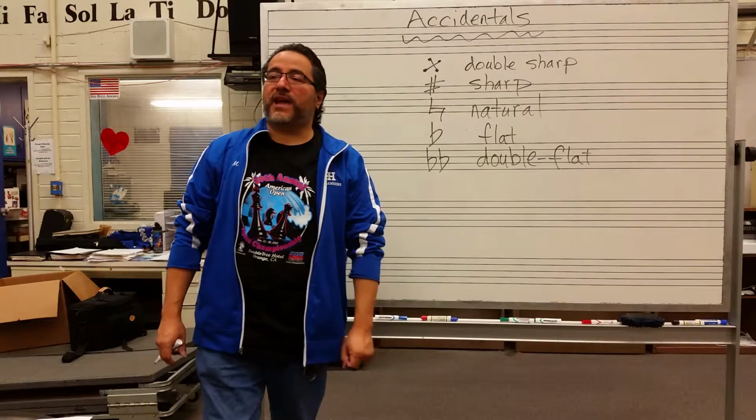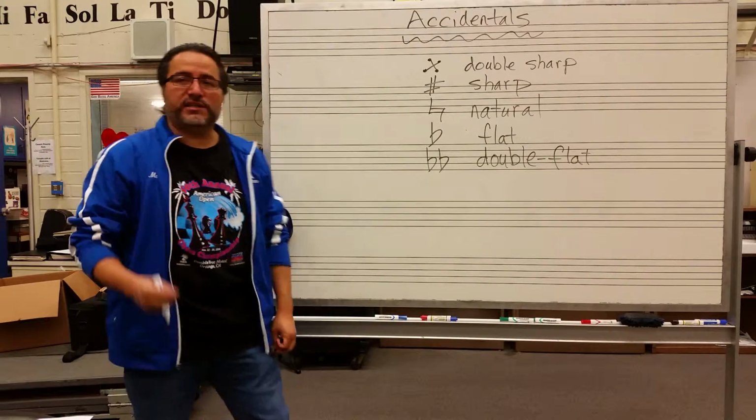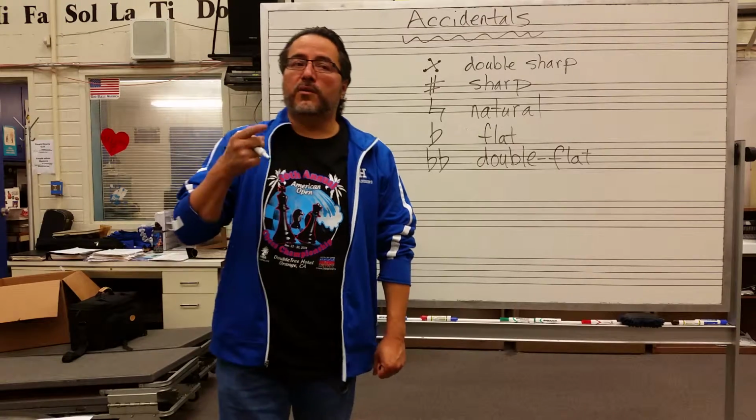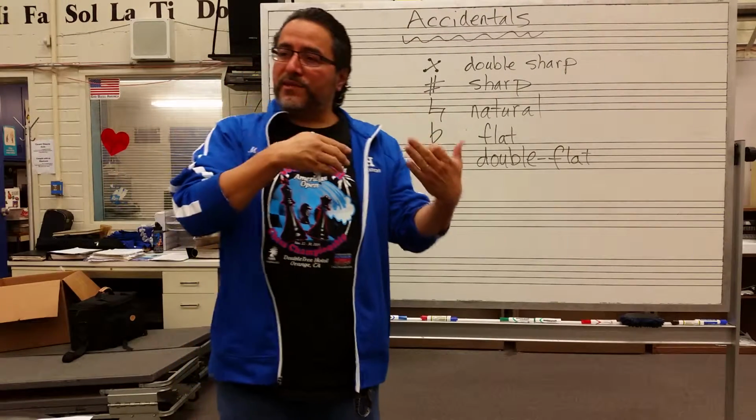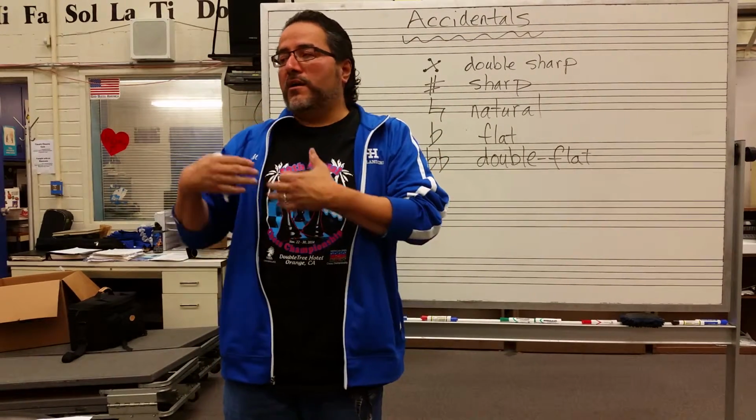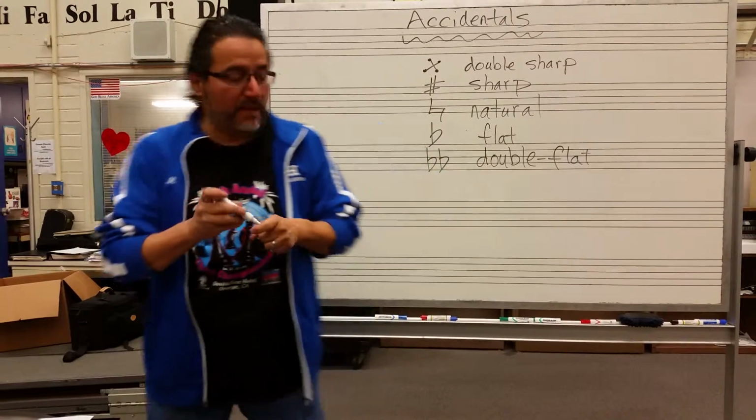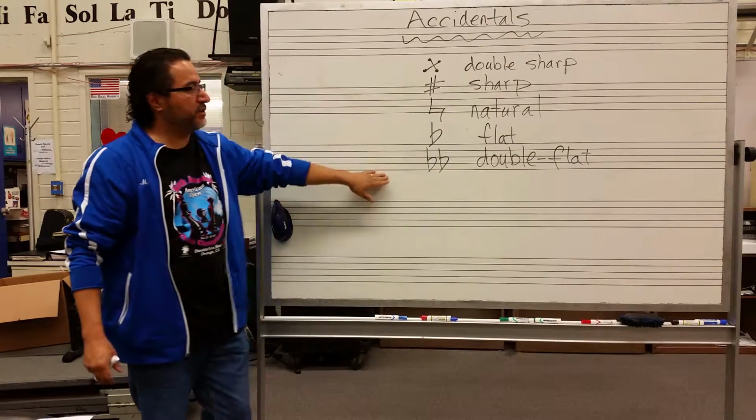This lesson is about accidentals. Accidentals are symbols that we use to raise or lower a lettered note: a half step down, a half step up, two half steps down, two half steps up. And we have 4 or 5 symbols for this.